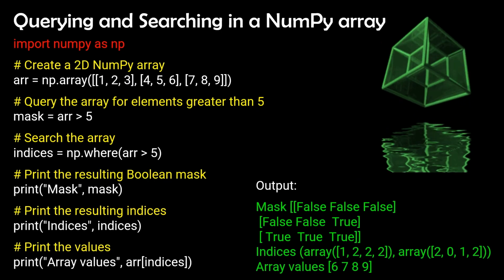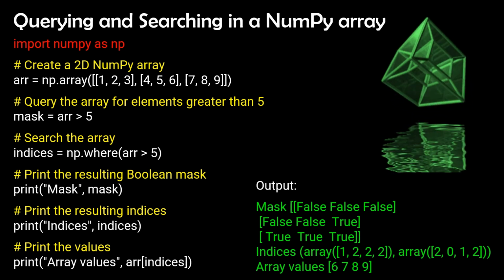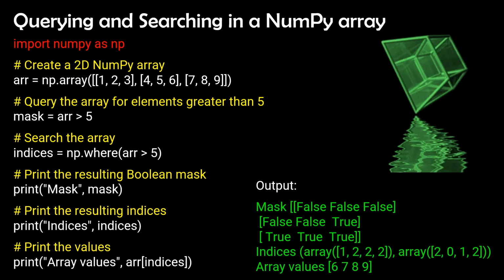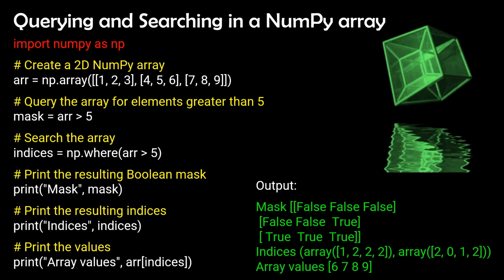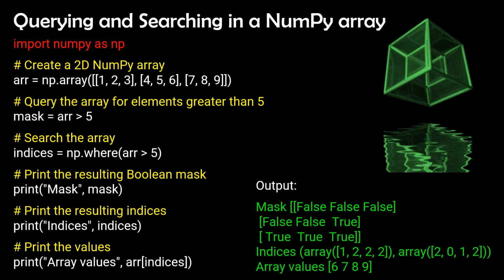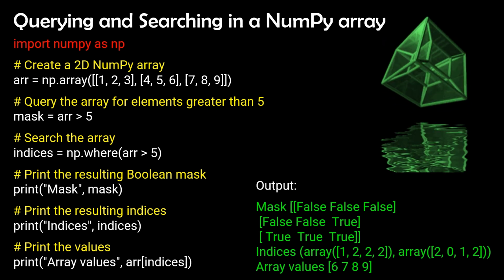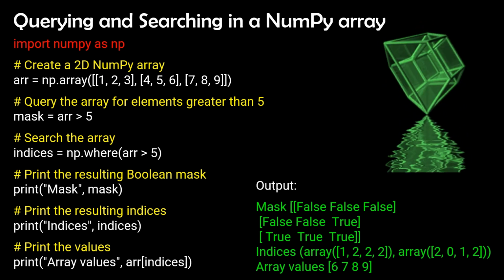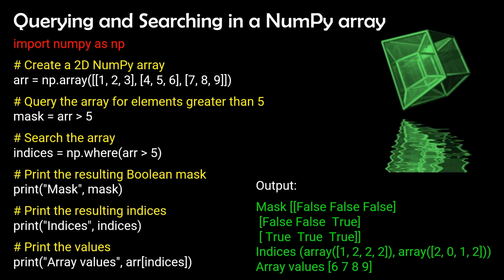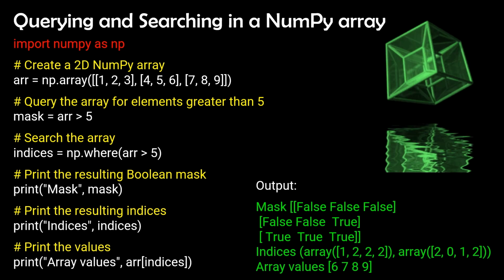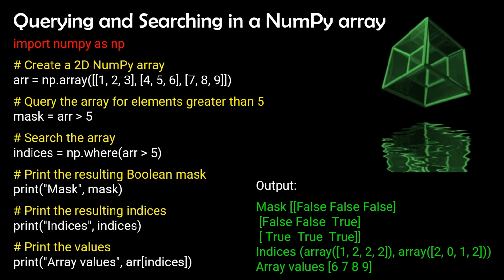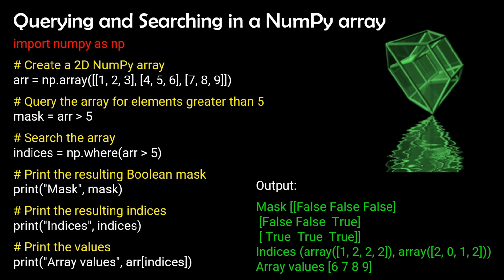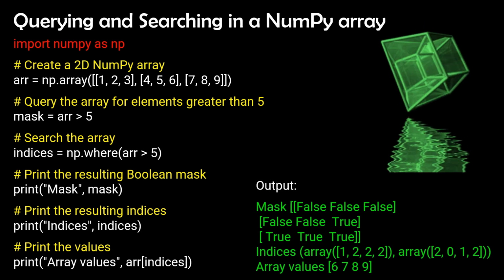Querying and searching in a NumPy array. In this example, we first create a 2D NumPy array ARR with shape 3, 3, containing the numbers 1 through 9. We then query the array for elements greater than 5 using the expression ARR > 5. This returns a Boolean mask with the same shape as the original array, where each element is true if the corresponding element in ARR is greater than 5 and false otherwise. Next, we search the array for the indices of elements greater than 5 using the np.where function. This returns a tuple of arrays containing the row and column indices of the matching elements in the original array.